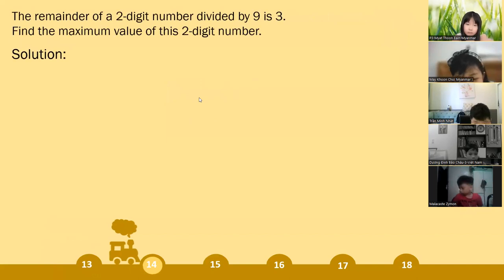The remainder of a 2-digit number divided by 9 is 3. So you have a 2-digit number divided by 9 has a remainder of 3. Find the maximum value of this 2-digit number.